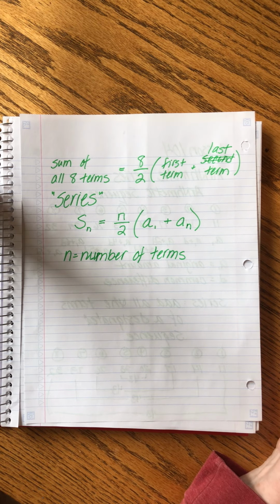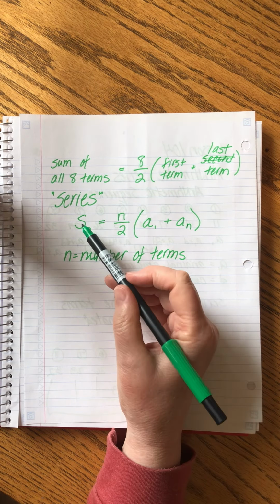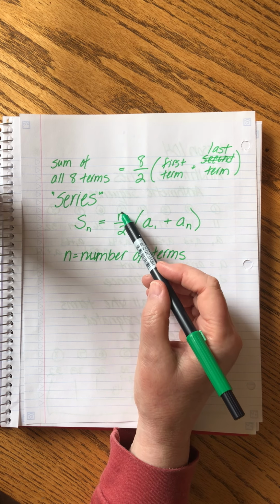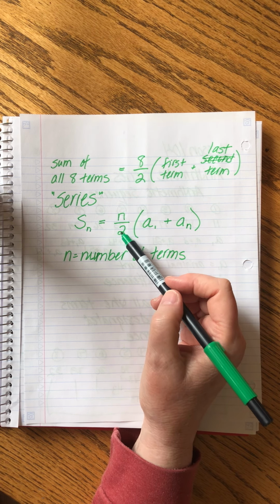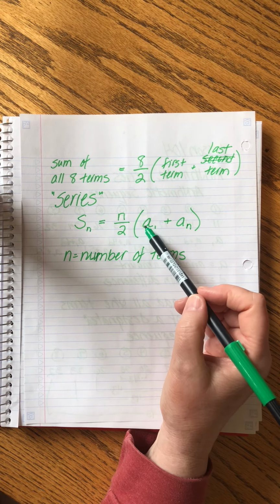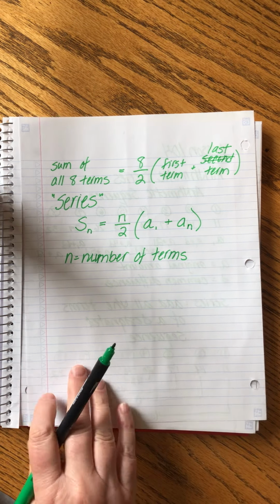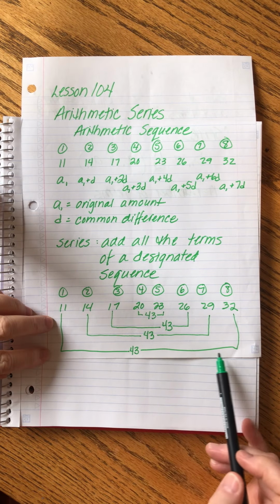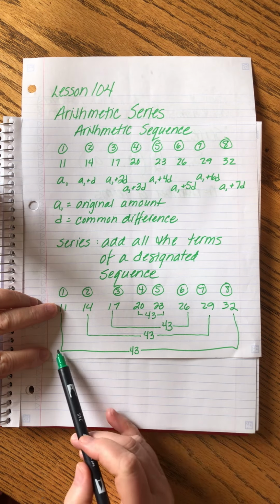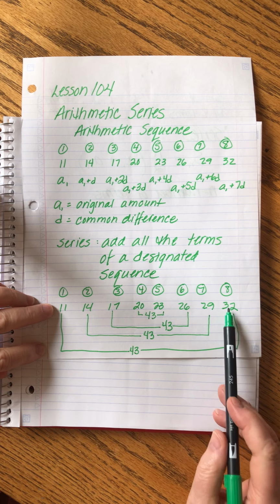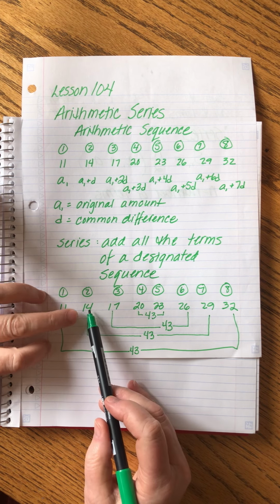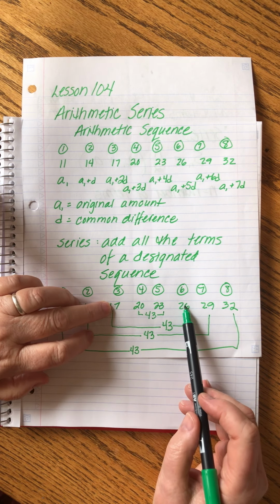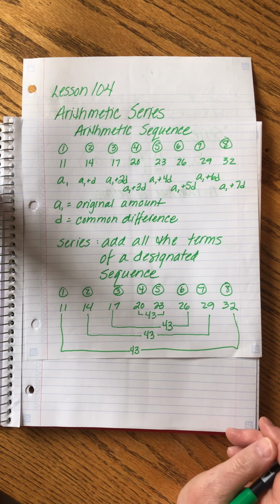Okay, so in our case, we used 8. The total for all 8 terms is you take 8, you divide it by 2, that gives you 4 pairs, and then you add the first and the last to get the number, because what we found is that is one way to get the number, and that's the easiest way to define it for our formula. It also works if you take the second and the second to the last, or the third and the third to the last, or the middle.